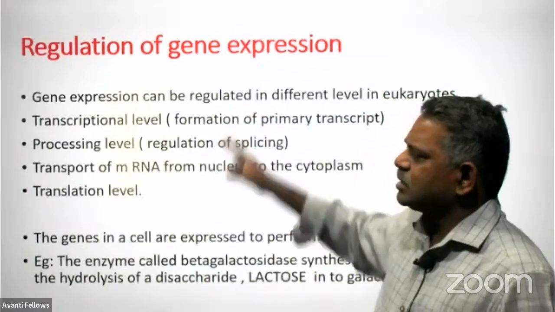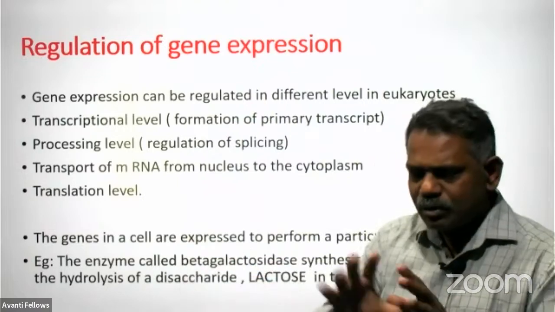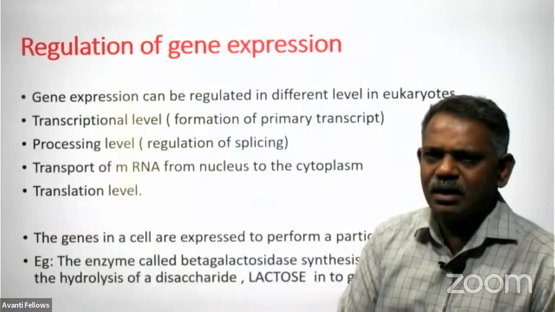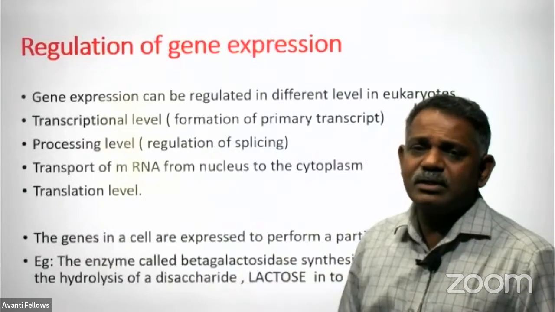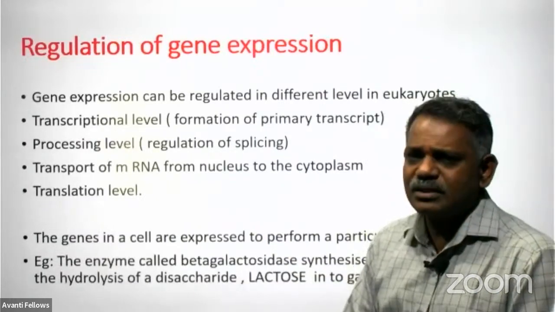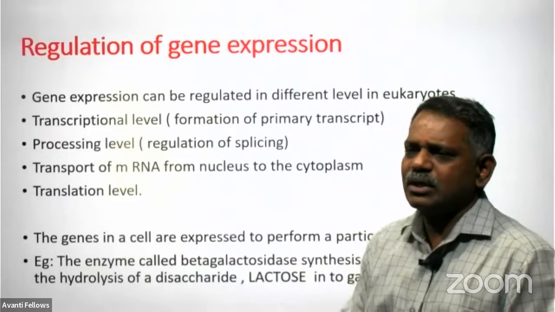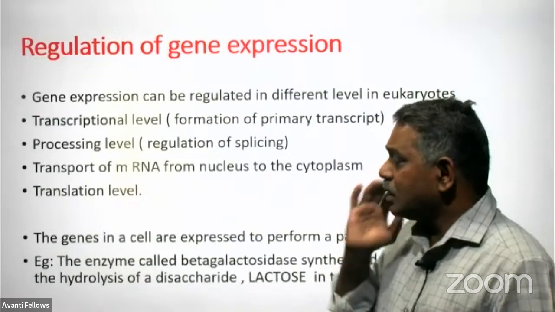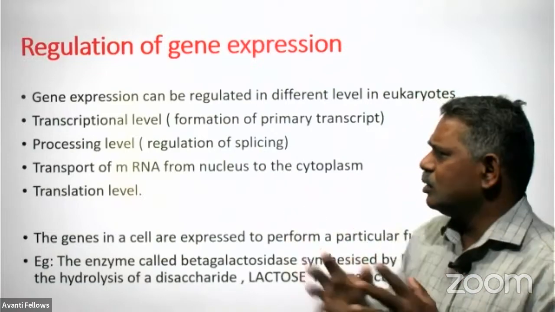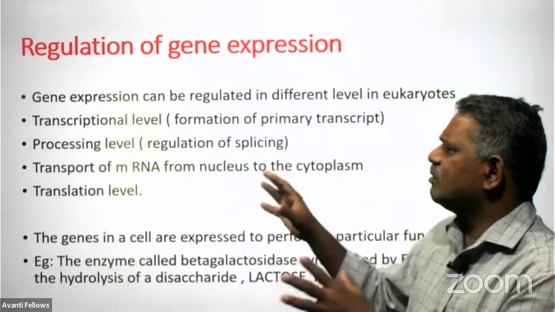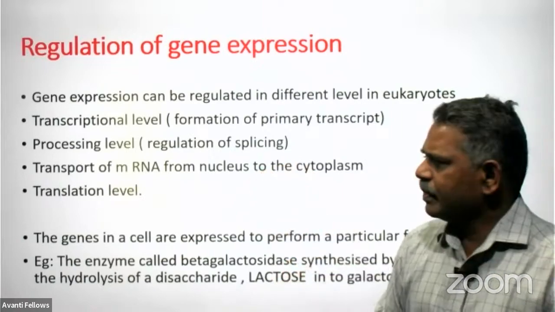That means it goes for transcription and produces what? The hnRNA. But this hnRNA never goes for processing, so it is not possible to go for synthesizing the protein. Capping, tailing, then splicing, all these things are required to convert an hnRNA into mRNA. So at the processing level, it can be regulated.